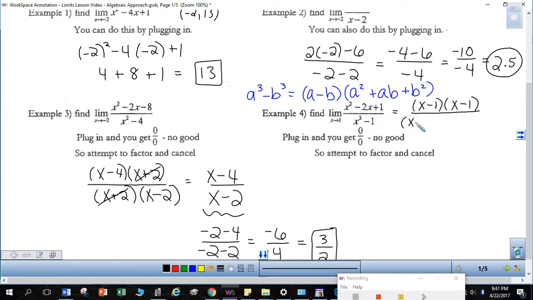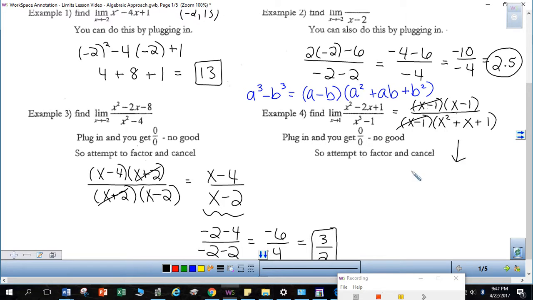So we'll factor it into x minus 1 times x squared plus 1x plus 1 squared. We'll go ahead and cancel a common factor of x minus 1. And now let's see if we can successfully plug in the x value of 1.